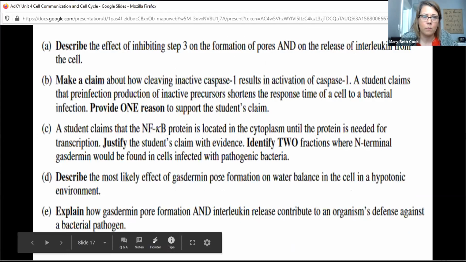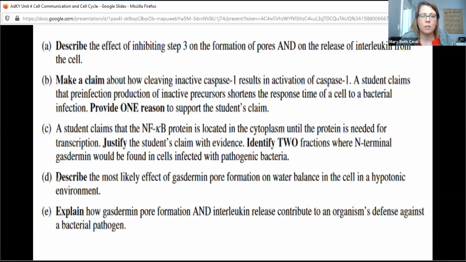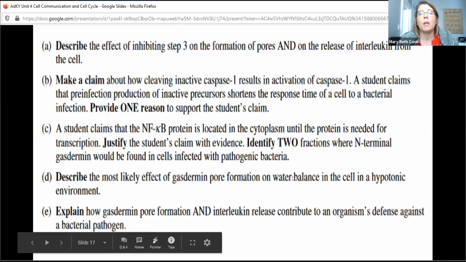Okay, so I kind of want to skip C. C uses that other diagram, so I don't want to get off course just yet. I want to stick to the diagram we've been looking at. So D is telling you to describe the most likely effect of gasdermin pore formation on water balance in the cell if it's in a hypotonic environment. So remember that gasdermin pore formation, they told us that it was non-specific. And how would water balance change if this cell found itself in a hypotonic environment? So again, a sentence is all you need to answer this question.